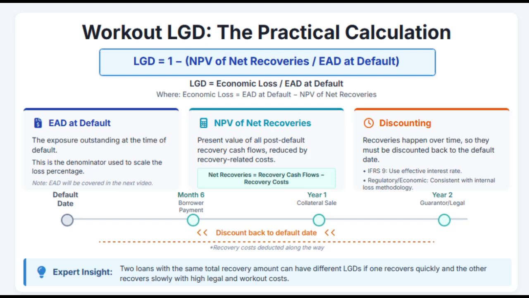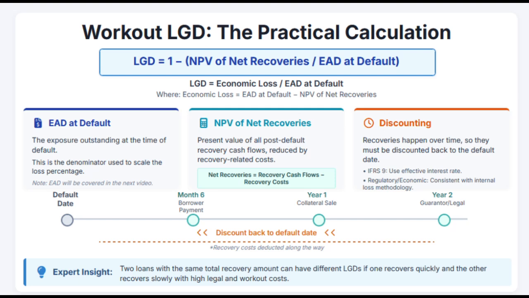So the critical components include, first, the recovery cash flows, that is the direct payments from borrowers who start paying again, collateral proceeds from asset sales, and guarantor payments or insurance payouts. Next is the recovery cost, which includes legal fees and court costs, property valuation and auction costs, internal workout team costs, maintenance costs, or collection agency fees.